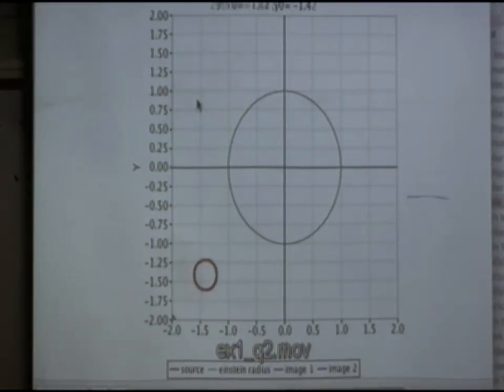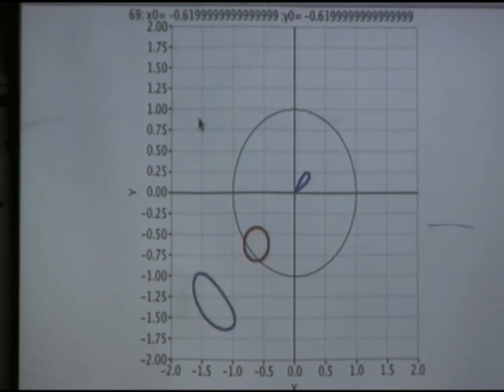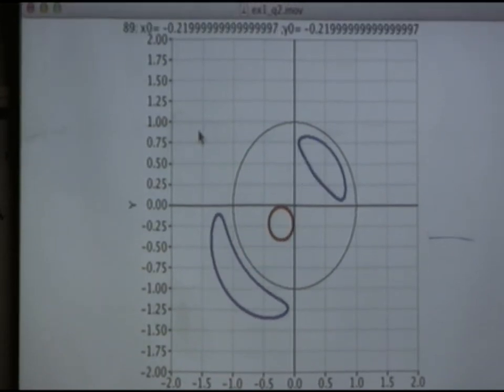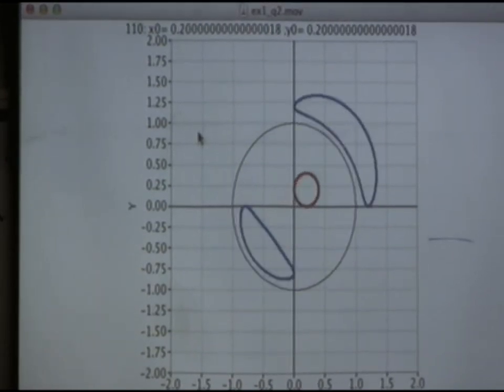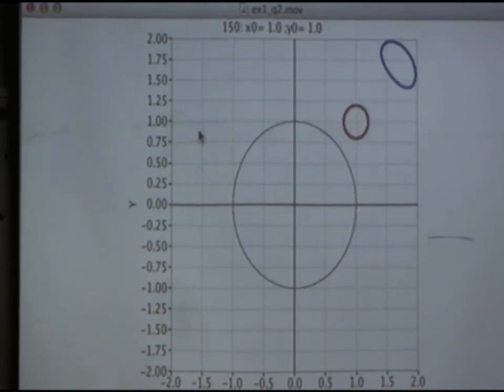So you see that the image is always further outside. It's always displaced by the Einstein radius, and as soon as the source touches the Einstein ring, the second image starts to appear. When the source is right behind the middle, you get the full ring. Now it's again outside the Einstein ring, you just get a single image.